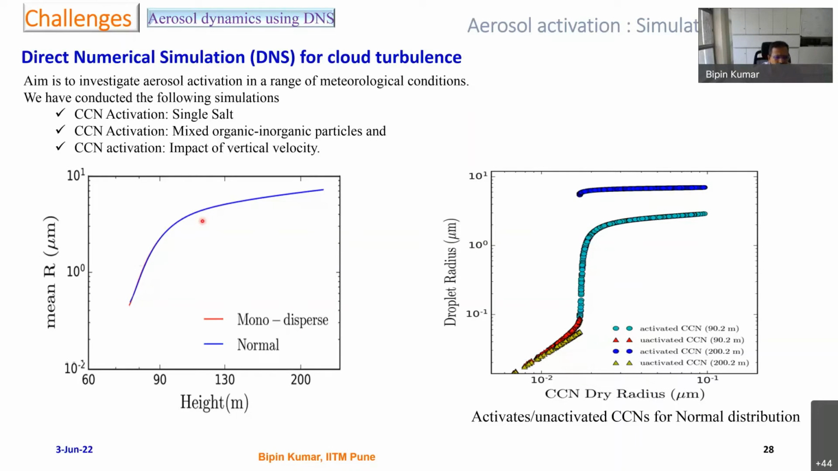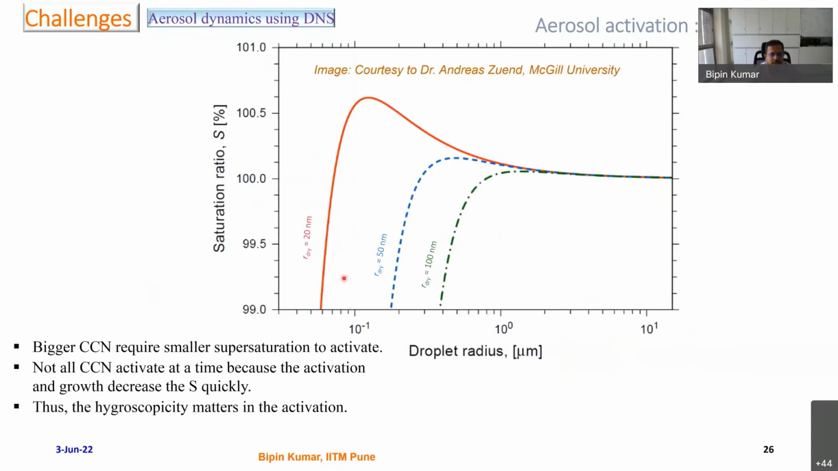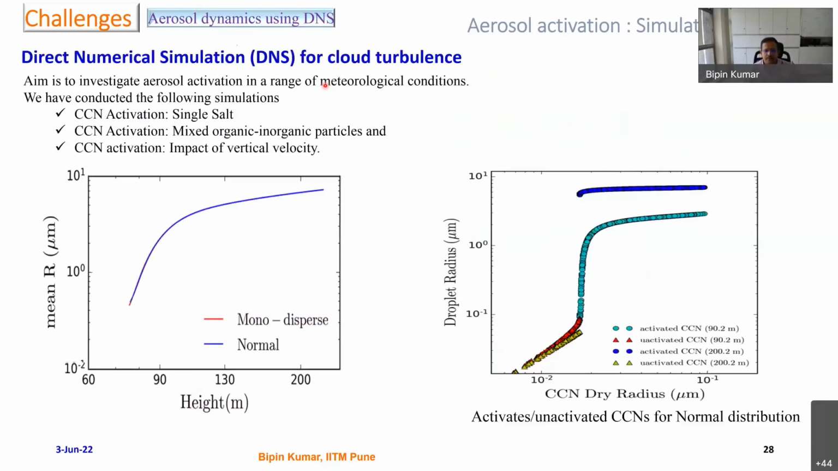We found that there is no change in the mean radius, but this may change in the activation process. So again, recall this graph: not all will activate, and only those will activate which cross this barrier, and they will cross the barrier when they get enough supersaturation. And how are we giving the supersaturation? It's when the domain is rising in height, at a particular height.